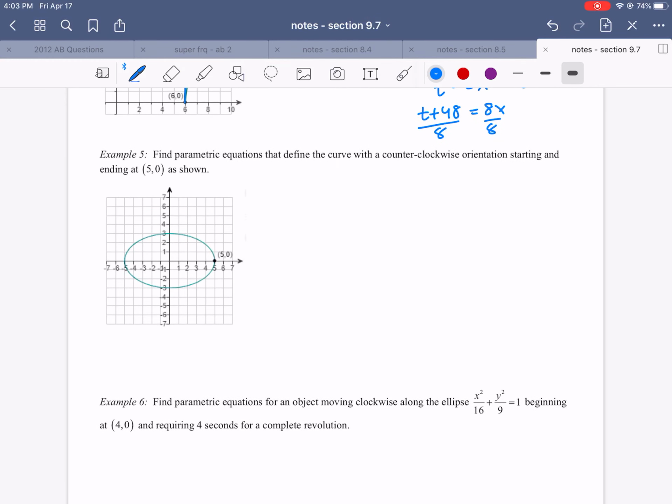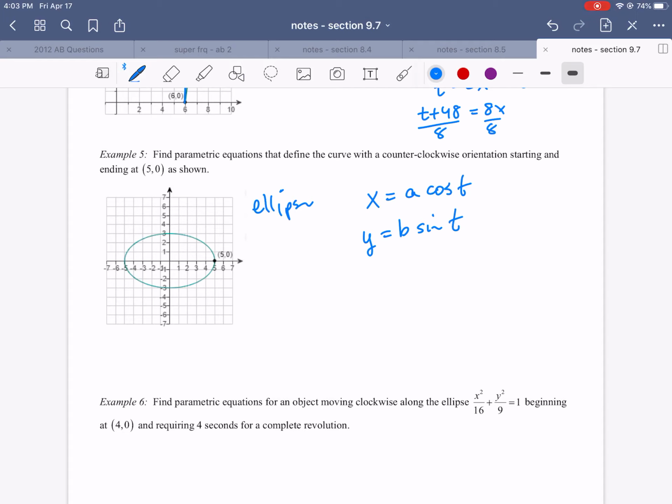Okay, on example 5, if we remember example D and E from earlier on example 1, this is going to be pretty straightforward. So notice that this is the graph of an ellipse. And so we already said earlier that ellipses take the form of x is equal to a cosine of t and y is equal to b sine of t. Our objective then is just to find a and b.